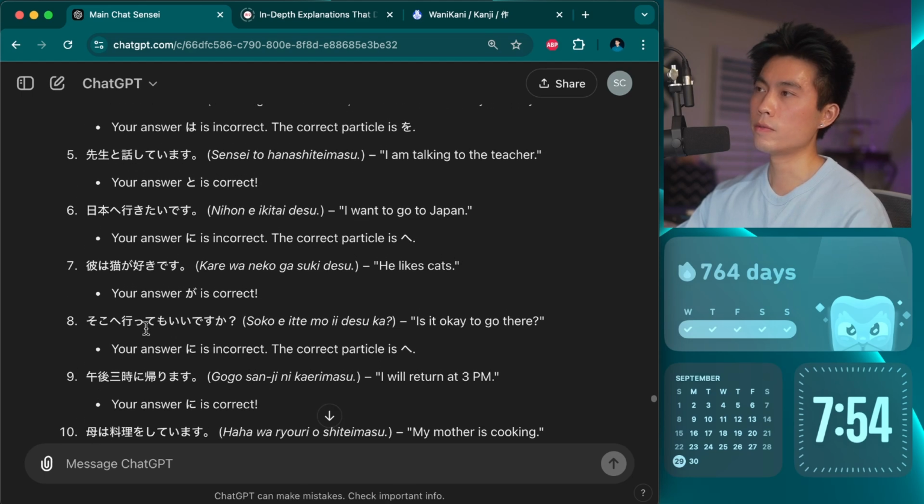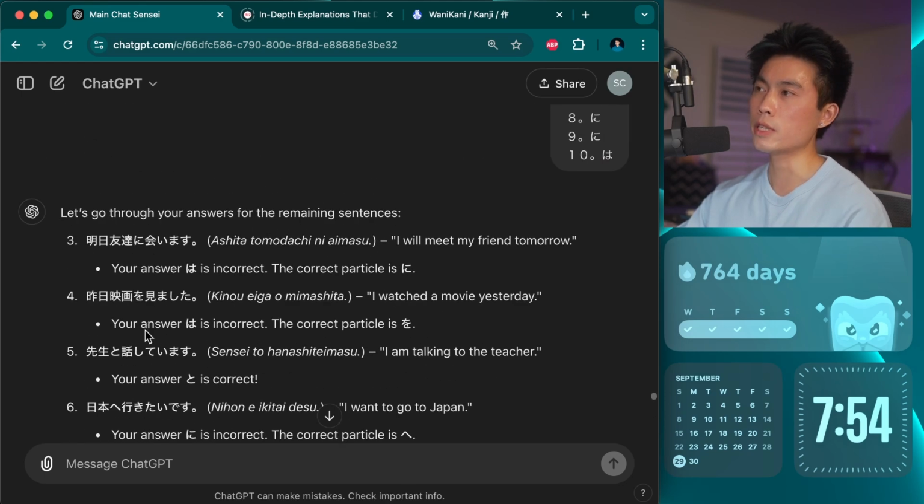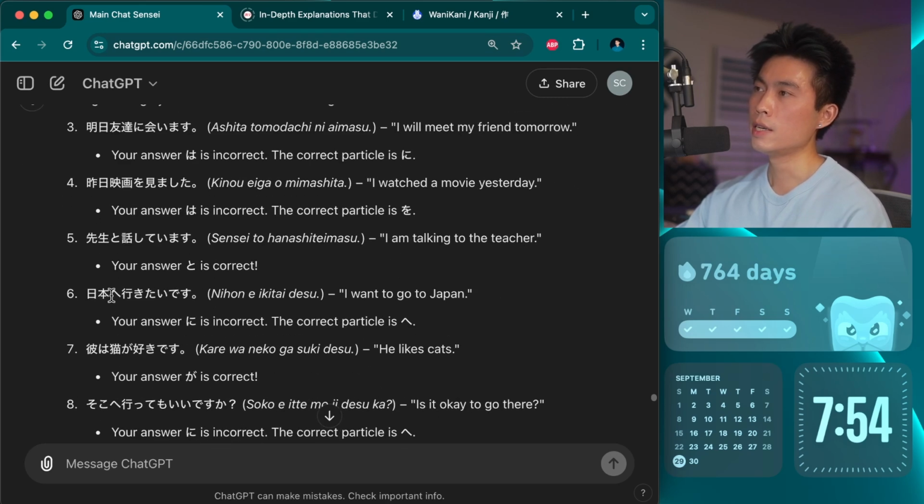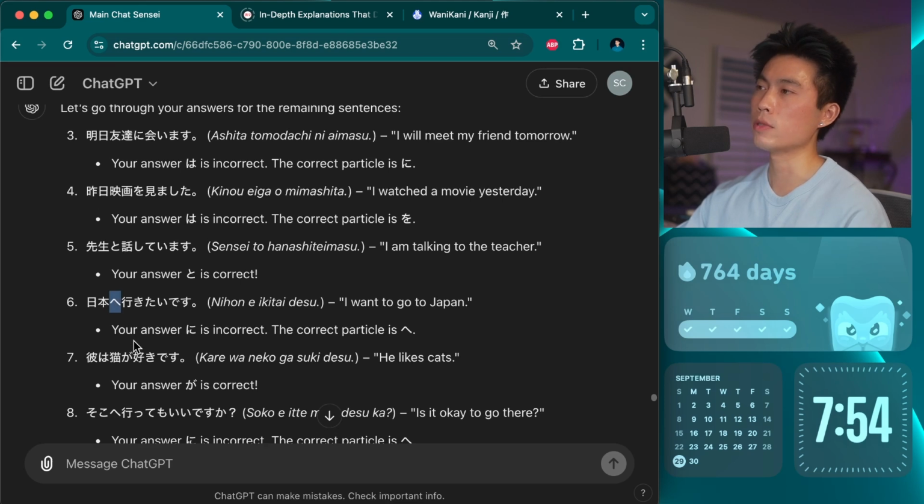So for particles, that's something to note. Pretty important if you want to have conversations, especially casual conversations with friends in Japanese. It's just barely used. So the claim that my answer of ni is incorrect and the correct particle is de is just not true.